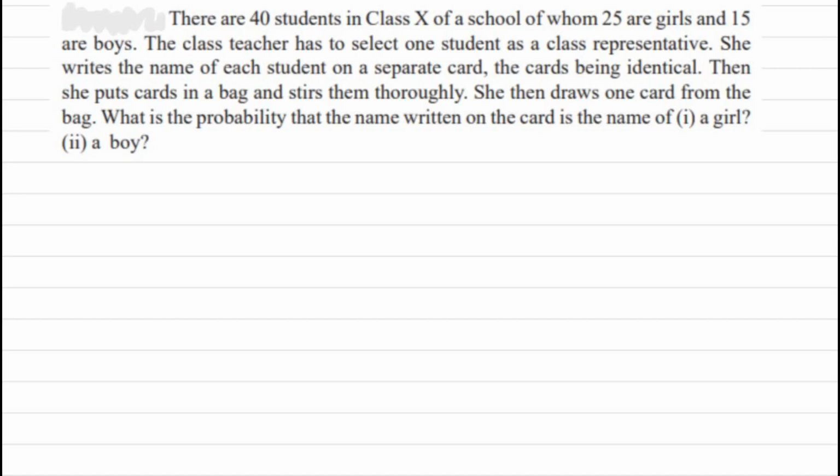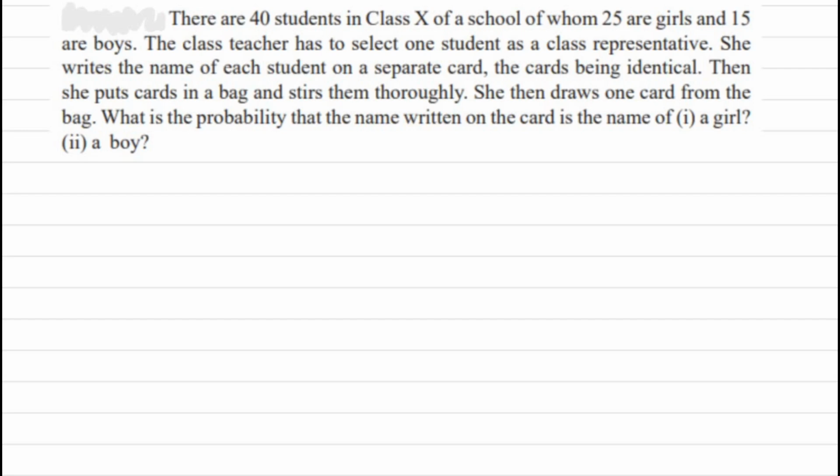The question says there are 40 students in class 10 of a school, of whom 25 are girls and 15 are boys. The class teacher has to select one student as a class representative. She writes the names of each student on a card, cards being identical. Then she puts the cards in a bag and stirs them thoroughly. She then draws one card from the bag.